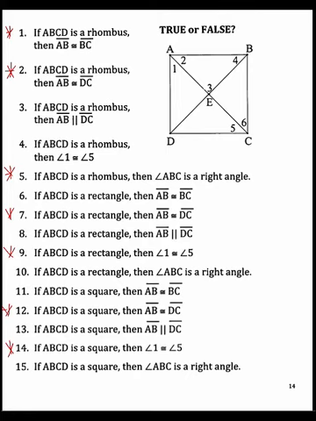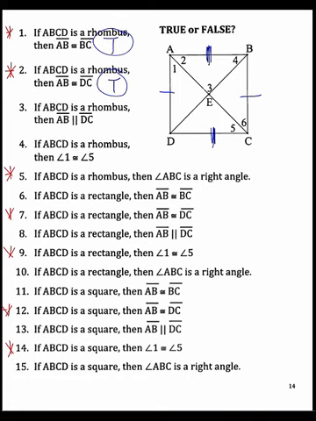If ABCD is a rhombus, then AB and BC are the same. Well, I know this to be true because all four sides are going to be the same when you tell me that it's a rhombus. So that's going to be true. For number two, if ABCD is a rhombus, then AB is congruent to DC. Well, that would have been true if it was just a parallelogram, and since a rhombus is a parallelogram, that's going to be true as well. And I could have also used the reasoning, well, all four sides are the same, so AB and DC, yes, that's true.